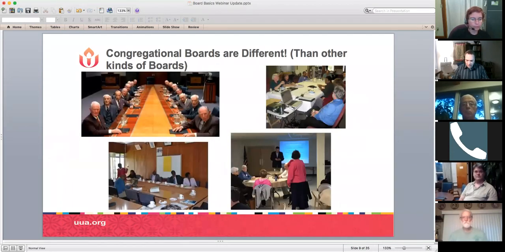And that is that congregational boards are different. When I do this in an in-person workshop, I ask people in the room to raise their hands if they've served on a different kind of board, a nonprofit board or a corporate board or an academic board or some other kind of board. Usually about half the room will raise their hands. That's part of who we are.